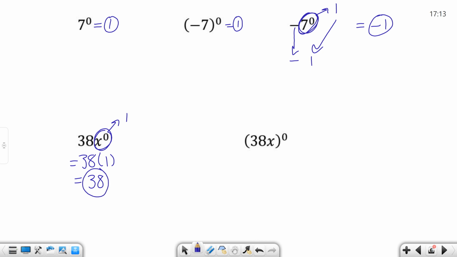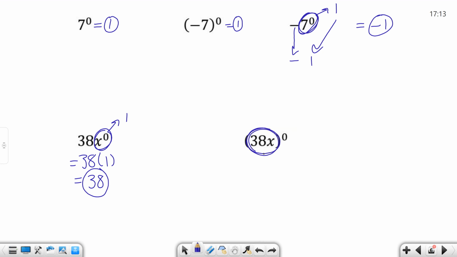38. Right? Because it's not in parentheses, only the x is raised to the 0 power, and then you multiply it by the coefficient out front, 38. Same principle as this. The coefficient out here is just -1. All right? So then look at this next one, 38x in parentheses to the 0 power.